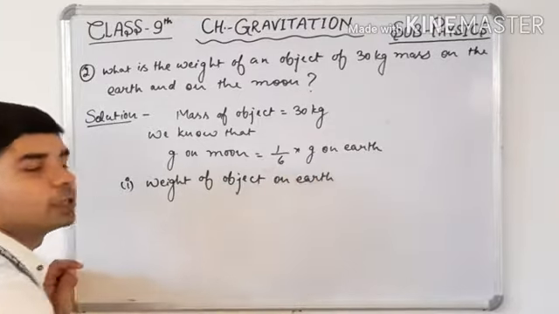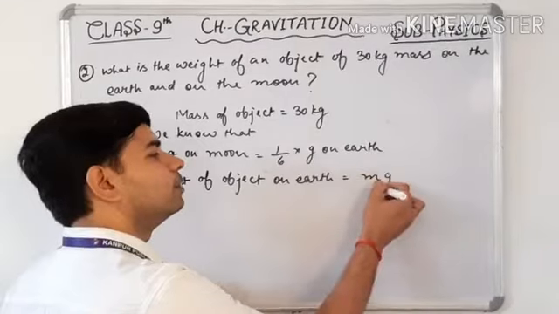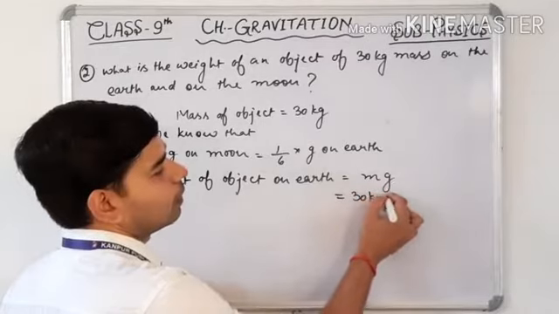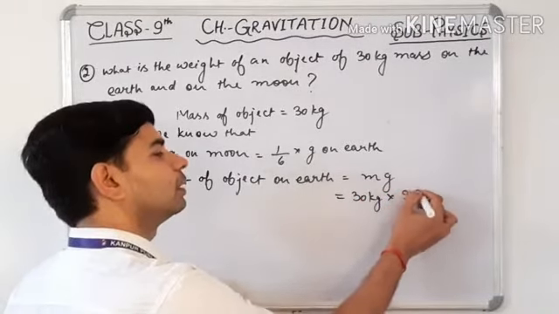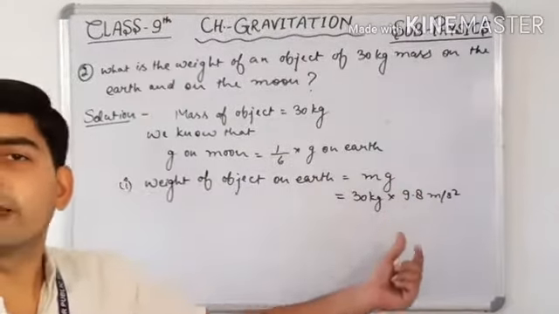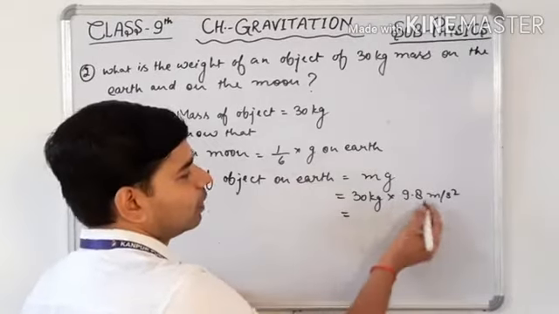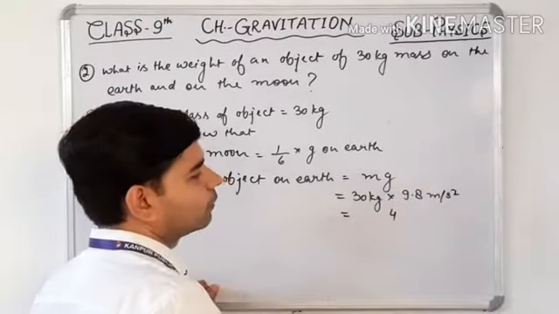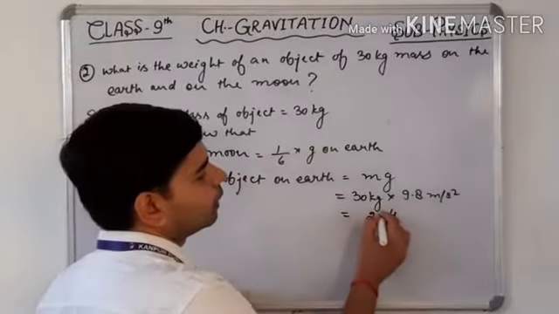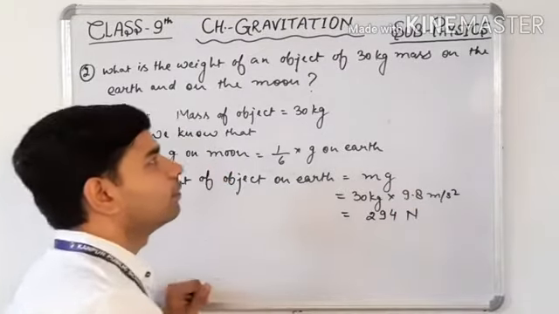First we will find the weight of that object on earth, which is equal to mg. m is 30 kg and g is 9.8 meter per second square. On earth the value of g is 9.8 meter per second square. Multiply: 8 3s are 24, 9 3s are 27 and 2 is 29. 294 Newton.